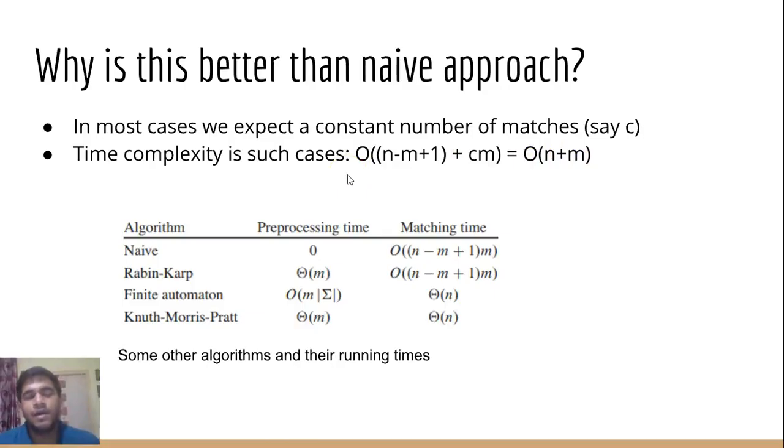Rabin-Karp is not the end. There have been some other algorithms developed, like the finite automaton and the Knuth-Morris-Pratt algorithm. They have their own preprocessing, they take their time, and for the matching they take order n, unlike the naive and the Rabin-Karp. The naive is the only approach which does no preprocessing and just starts off with the most intuitive approach.